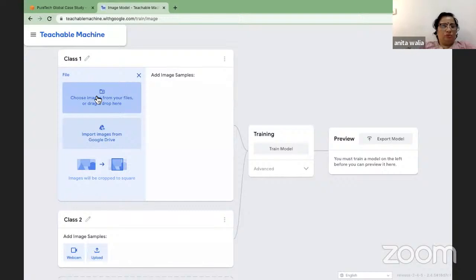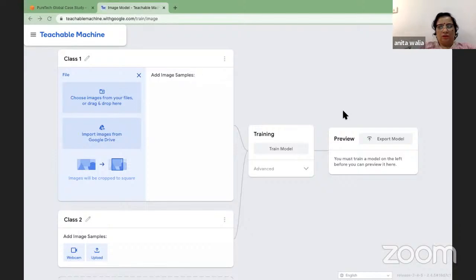Now I will choose the image. I didn't get the time to download the entire data set, which I could have done, but it was difficult for me to download because the file was big. So I just copied certain photos from Google. You can see here, so I'll just use certain images over here.